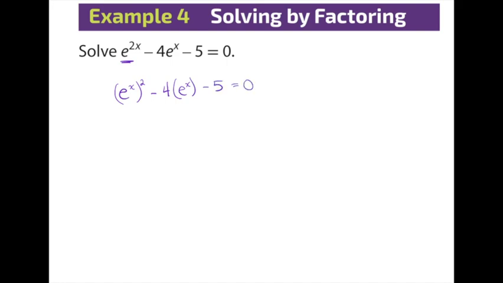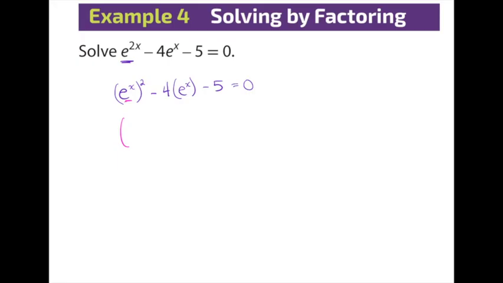Now, in this case, this is easily factorable. I need factors of -5 that add up to -4. What are those? -5 and +1. So think of e to the x as your variable, right? X squared minus 4x minus 5 would be very easy to factor, right?